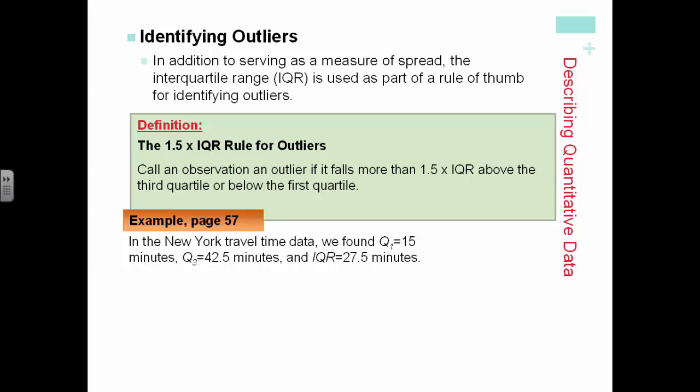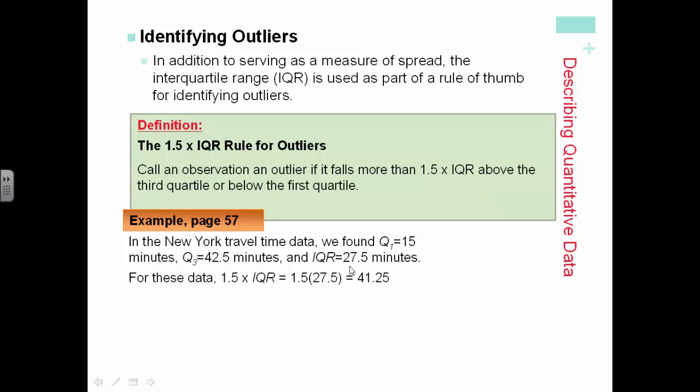To figure out if there's any outliers, we then use the interquartile range to figure out exactly where those are. In order to find it, we use what's called the 1.5 times IQR rule for outliers. If it's in fact an outlier, it will fall more than 1.5 times the IQR above the third quartile or below the first quartile in our data.